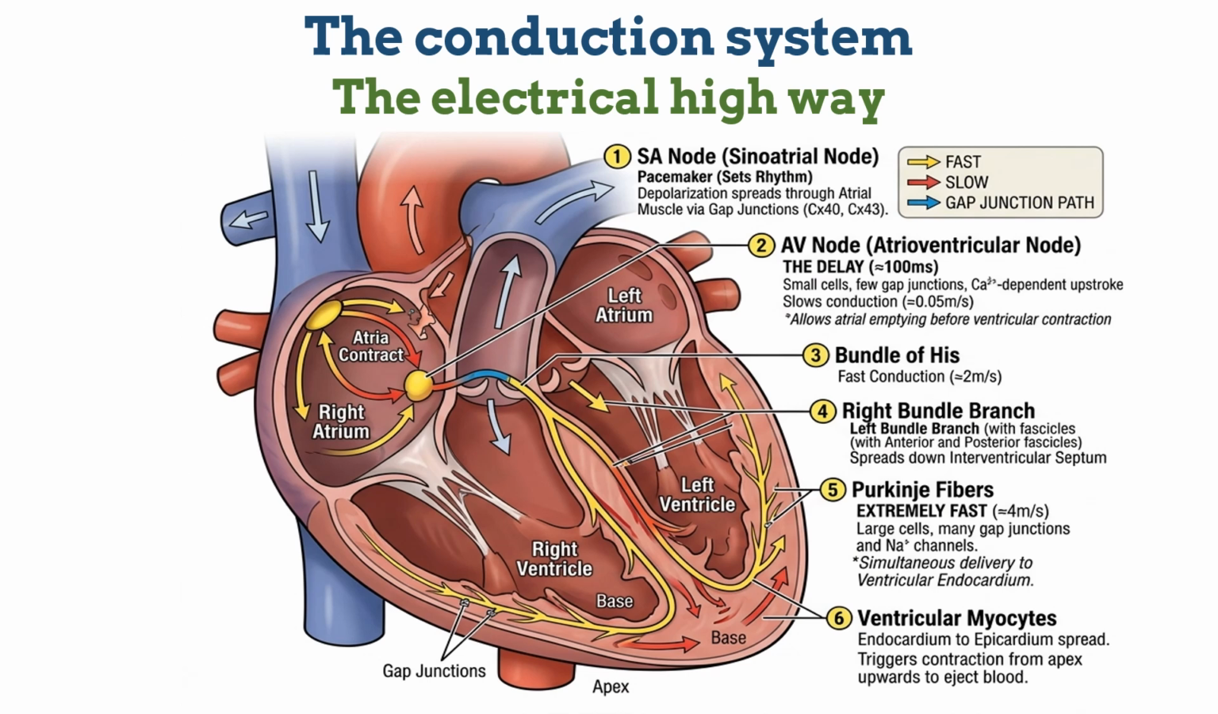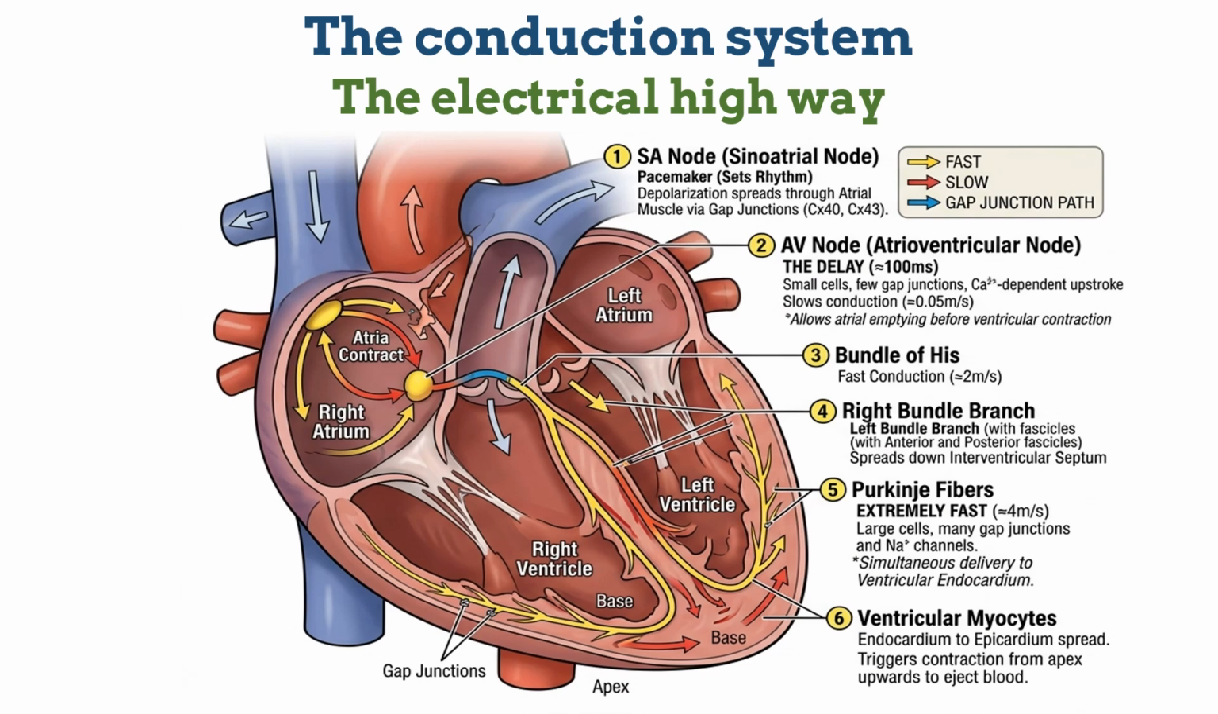The signal then reaches the AV node, the only electrical bridge between atria and ventricles, where conduction slows significantly due to smaller cells, fewer gap junctions, and a calcium-dependent upstroke, creating a delay of about 100 milliseconds that allows complete atrial emptying into the ventricles before ventricular contraction.